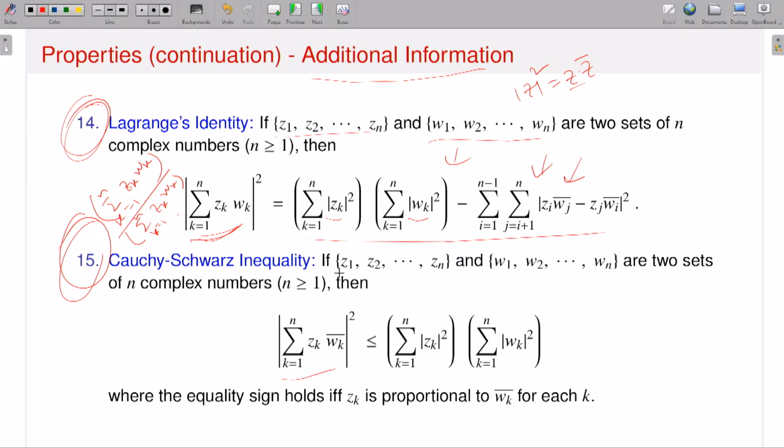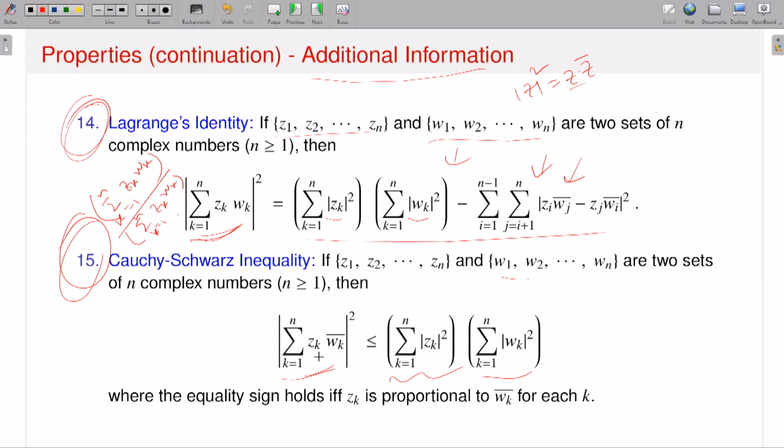Okay. So what it says, if I have Z1, Z2, Zn, W1, W2, Wn, two sets of complex numbers, what it says is that if I take the sum of the product, that means k from 1 up to n, Zk, Wk bar, absolute square, which is dominated by the individual, that means the sum from k equals 1 up to n of mod Zk square, times the sum k from 1 up to n of mod Wk square. So in some sense you can think that I am estimating the sum of the product of the complex numbers in terms of the individuals.